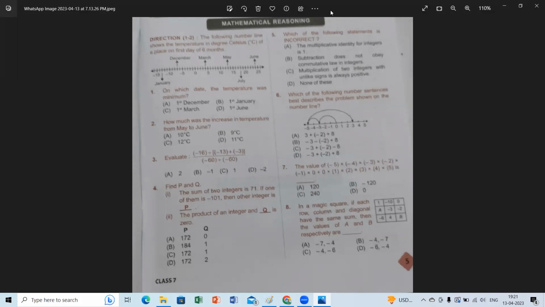It is a correct statement. Now, subtraction does not obey the commutative law of integers. Yes, this is also true. Subtraction does not obey it. Yes, it is a true statement. Multiplication of integers with unlike signs is always positive. Multiplication of unlike signs is negative. Which statement is incorrect here? C. Very good, Krithvik. Now, Leshita, question number 6, please.